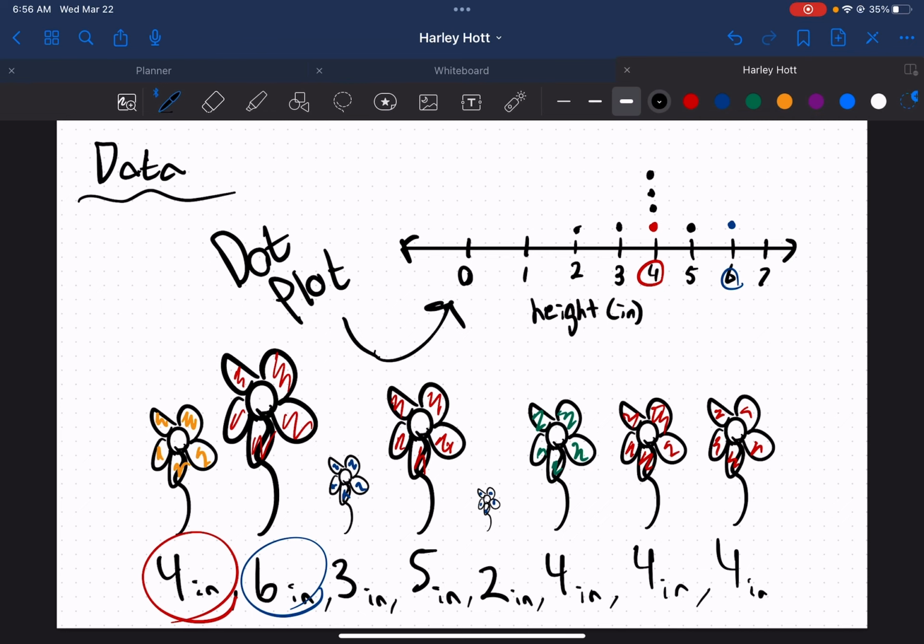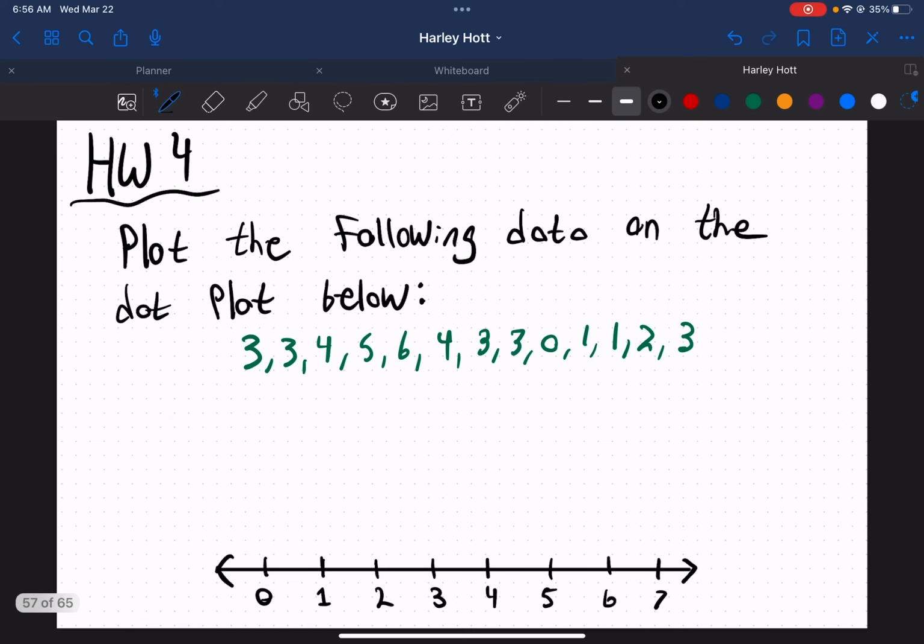Okay. So that's all a dot plot is. So for homework 4, I want you to try to plot the following data on the dot plot below. I don't think this should be very difficult. You just keep plotting every time you get a new number.